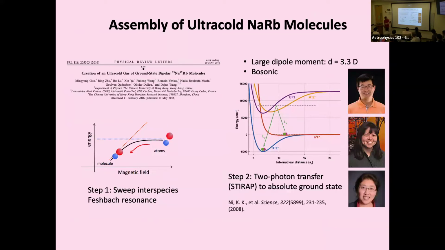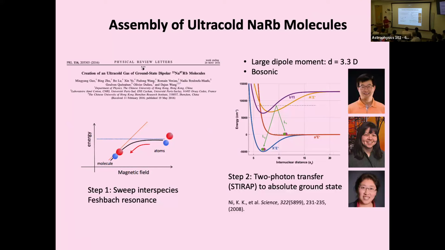So the molecule we're using in my lab is sodium rubidium. This is a bialkali, which is bosonic. And in the ground state, it has a relatively large dipole moment of about 3 debye, which gives, as I said, about a couple of kilohertz interactions in a typical lattice spacing.